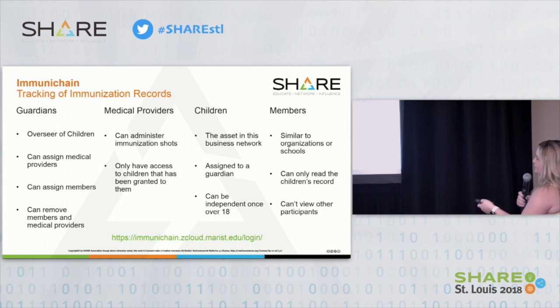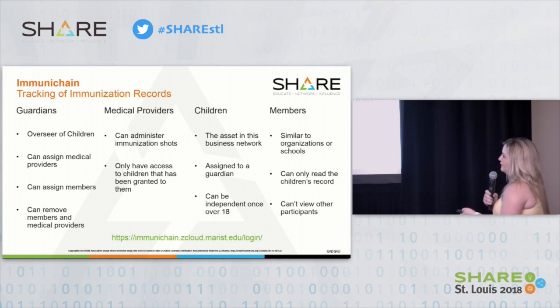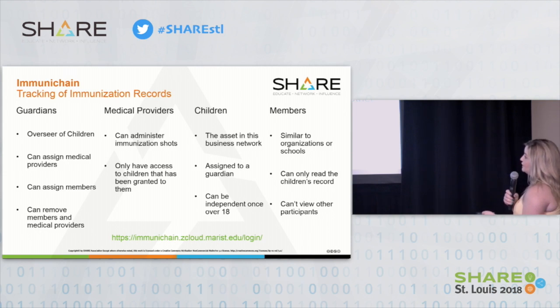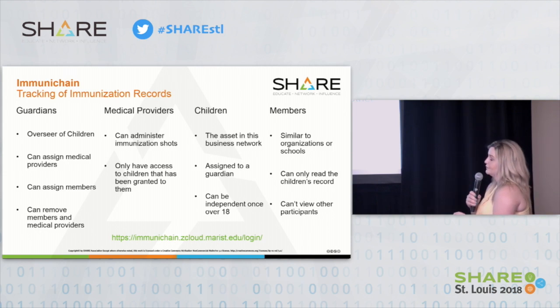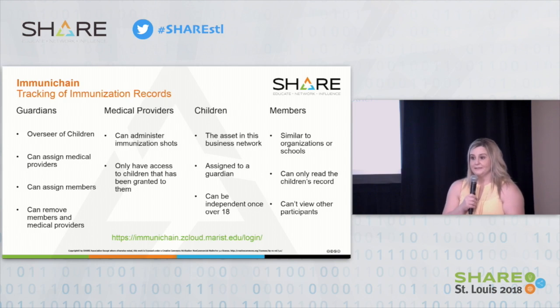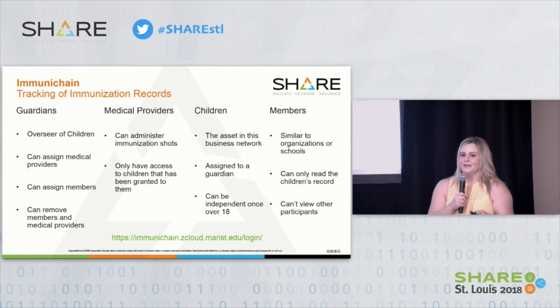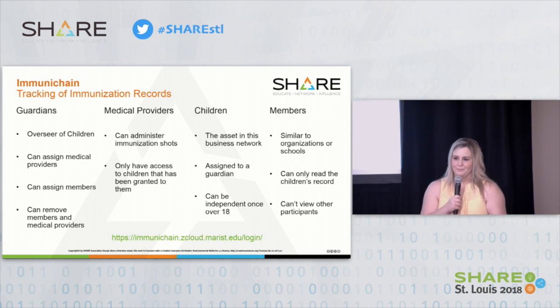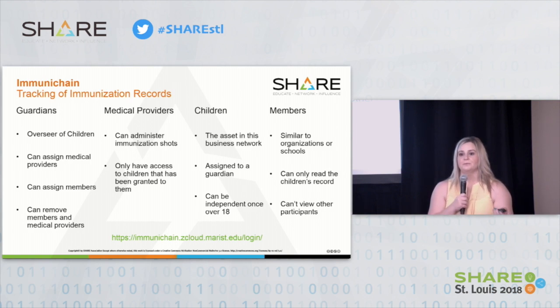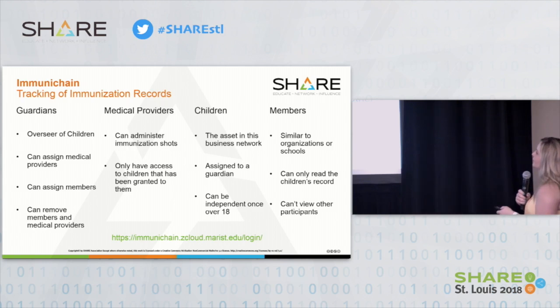Okay, so if you're tracking immunization records, we have 4 participants in this scenario. So you've got guardians, some overseer of that child. That guardian can assign the medical providers, and they can assign members, and they can also remove members and medical providers. So basically, maybe you have mom and dad, who are the guardians. Maybe grandma and grandpa also have access. And maybe they typically go to a particular pediatrician, but maybe mom and dad move, and now we need a new pediatrician. So we need to be able to revoke access when we're no longer working with a particular provider.